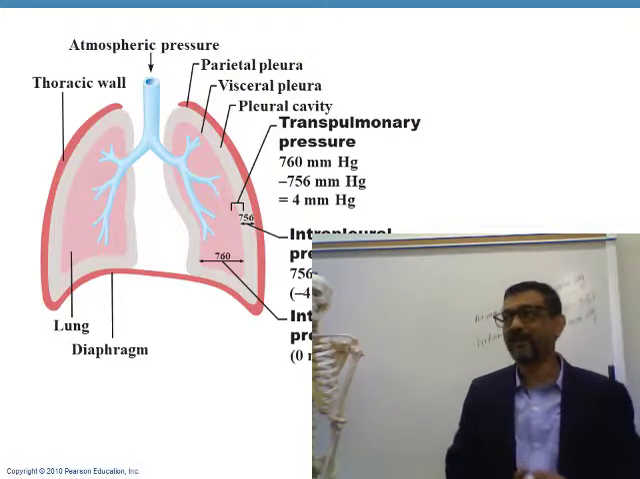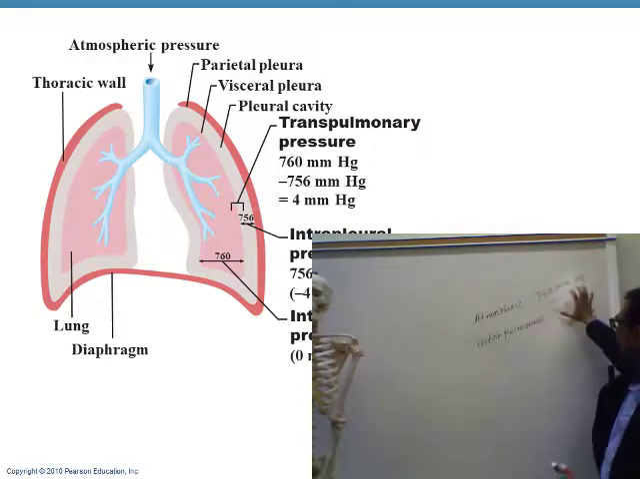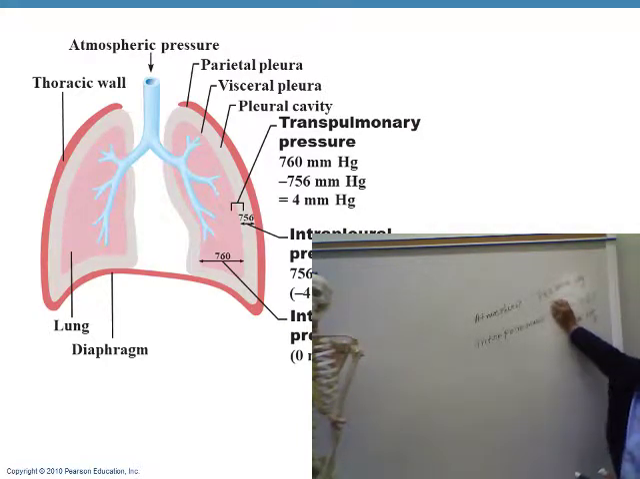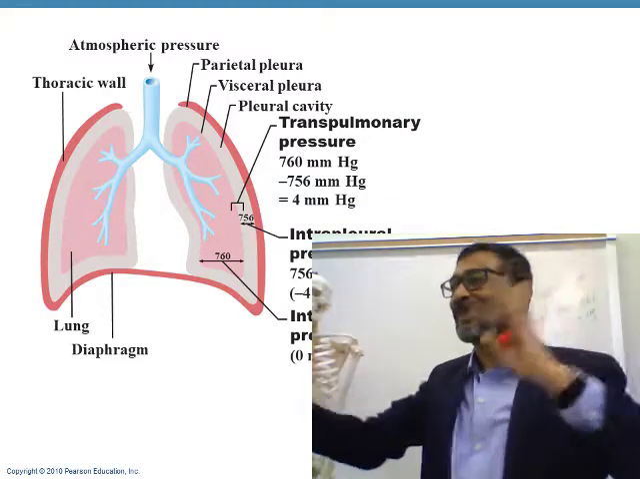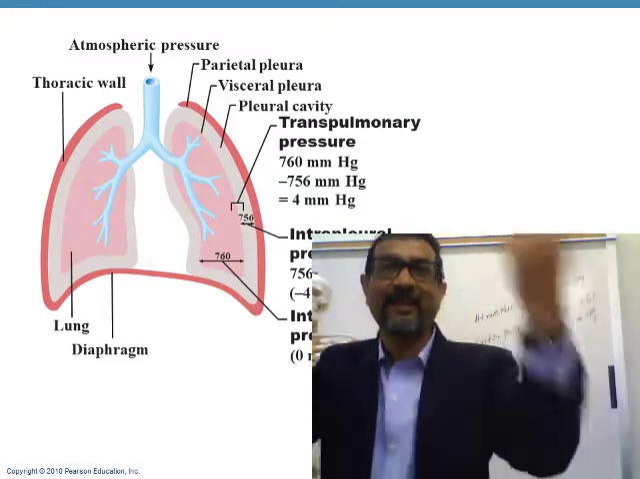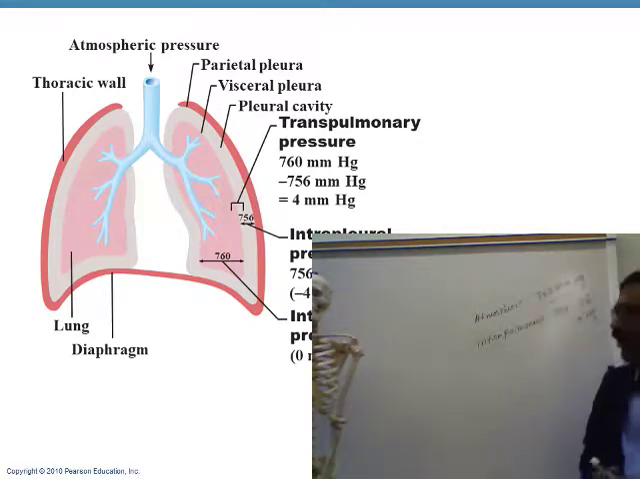Now, when the lung starts to recoil, the pressure inside starts to increase, right? And at one point it goes up to 761, and when it becomes 761, higher inside and lower outside of the body, the gas will get out. That 1 millimeter of mercury pressure difference is enough to move the gas in and out. Okay, and that's how inspiration and expiration occurs.